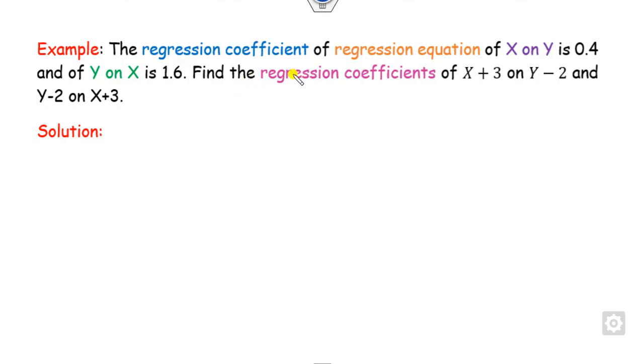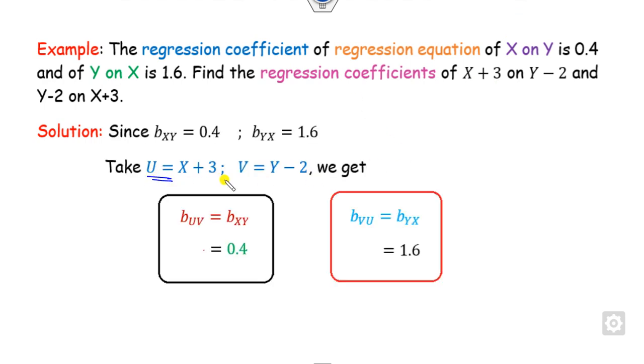For example, if I say the regression coefficient of x on y, that is bxy, is 0.4, and of y on x is 1.6, then you have to find the regression coefficient of this and this. So I call u as x plus 3, and v as y minus something. Since there are plus and minus, the regression coefficients remain the same, as in the previous one.